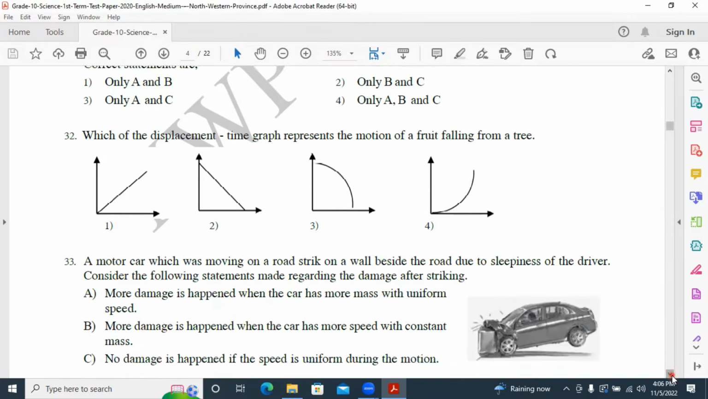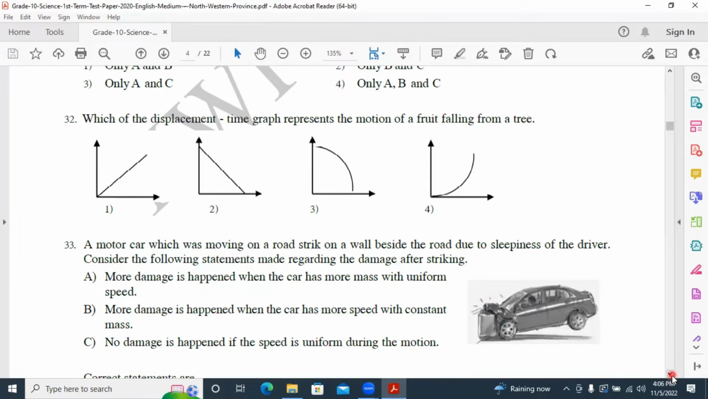32. Which of the displacement time graphs represents the motion of a fruit falling from a tree? Answer number 1. Because when falling from a tree, the velocity is increasing from 0 to any level, with the time.